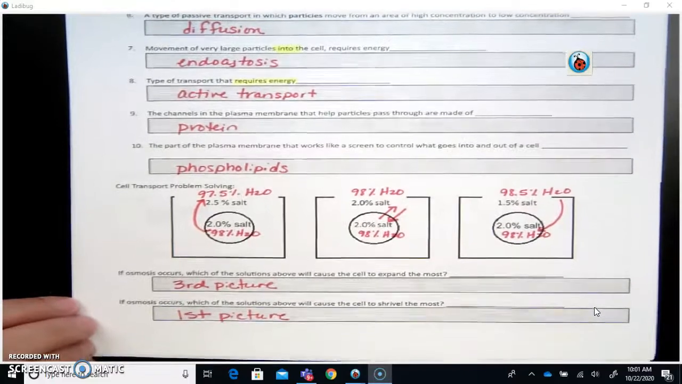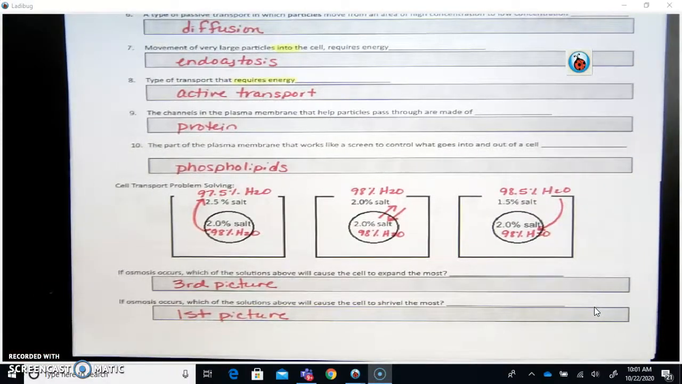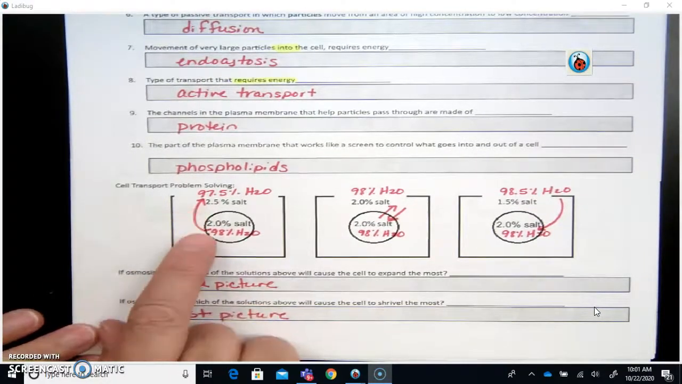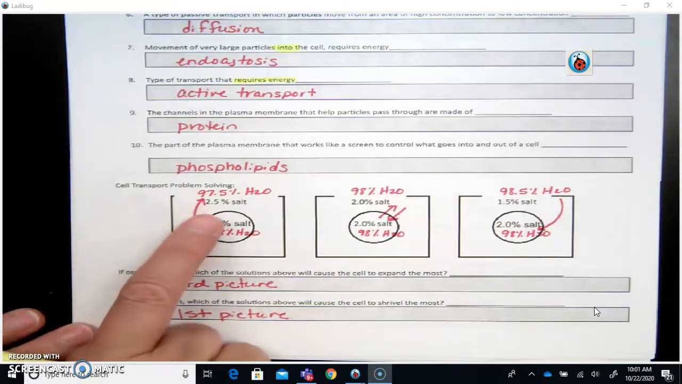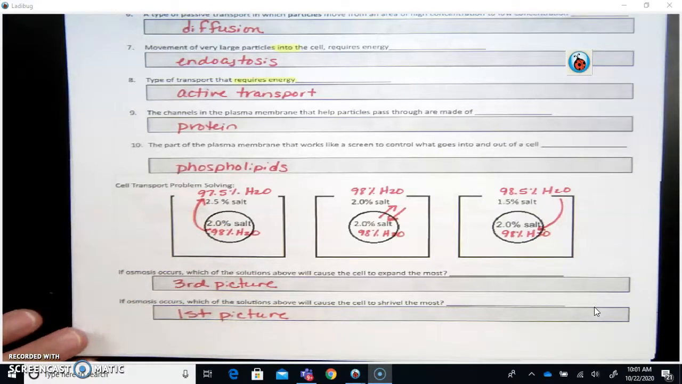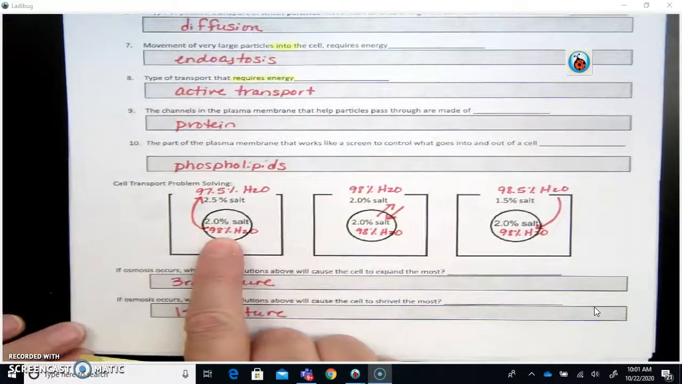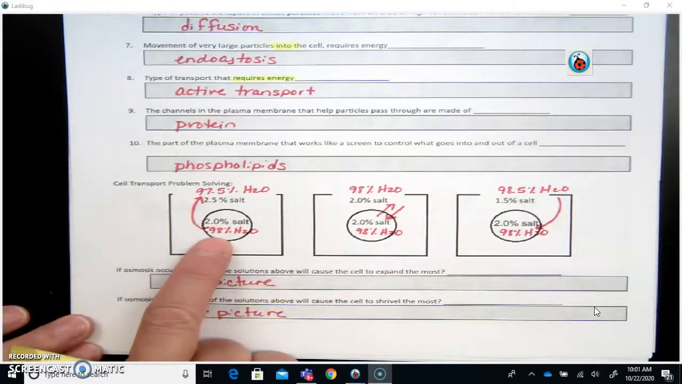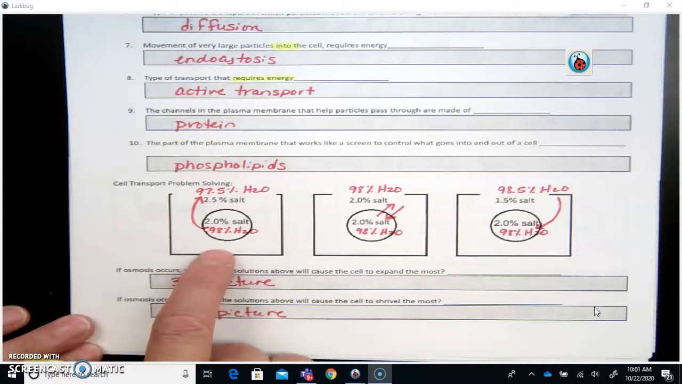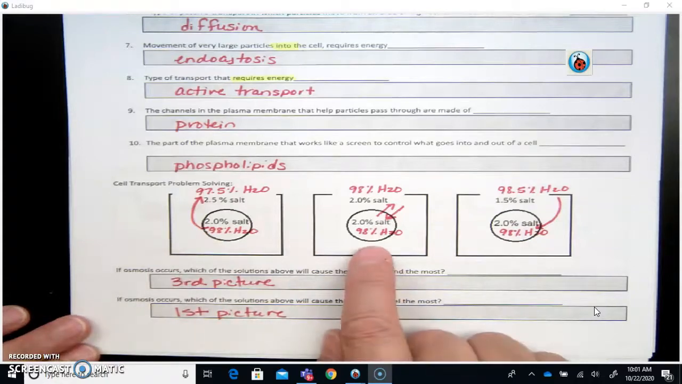Here we have a few osmosis problems. If you know the salt, you find the water, because it has to add up to 100. So if it's 2.5% salt, it's 97.5% water. It's 98% water inside the cell. 98 is greater than 97.5, so water will leave. This cell will shrink.